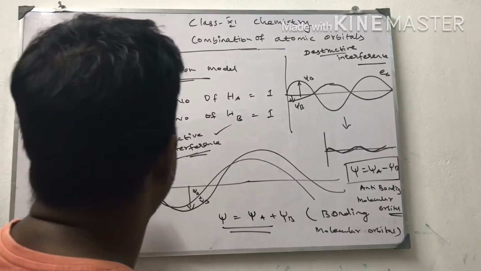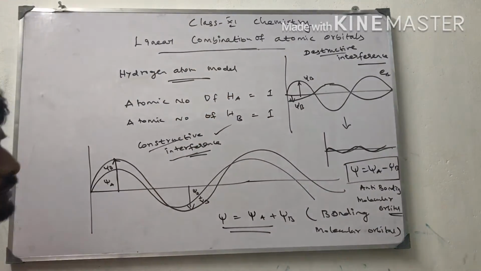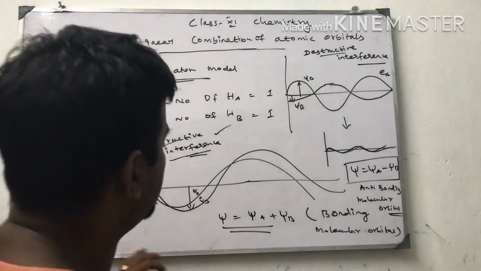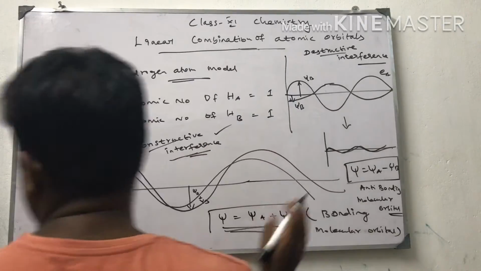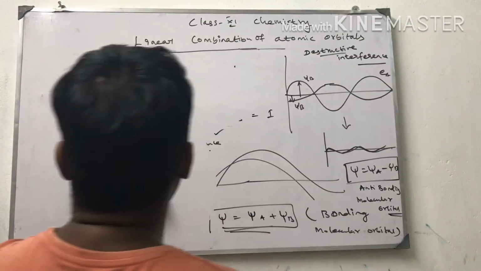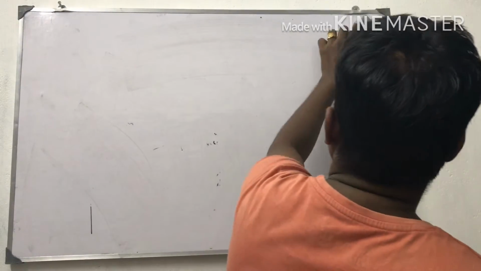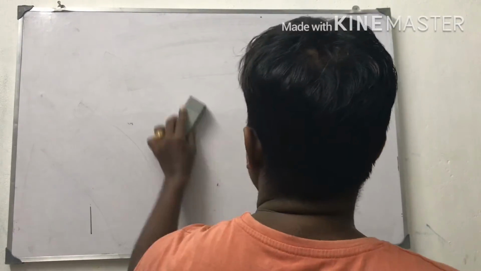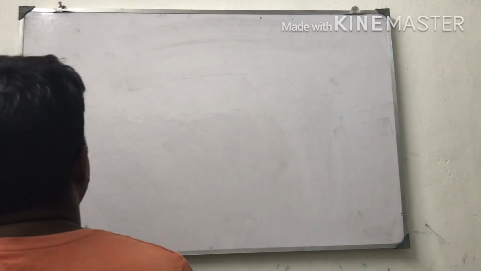So this is called constructive interference and this is called destructive interference. Due to these, two wave functions are generated, one an addition wave function and the other a subtraction wave function. These are nothing but the Schrödinger wave equation. From this I am going to draw the structures of the wave functions.